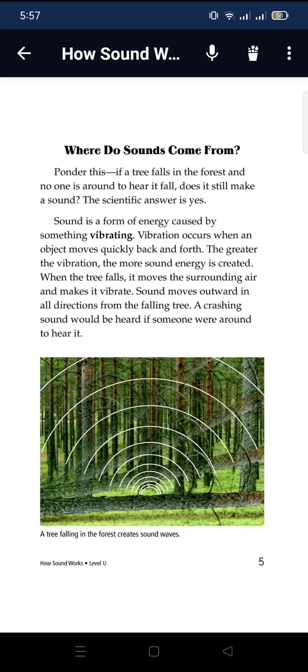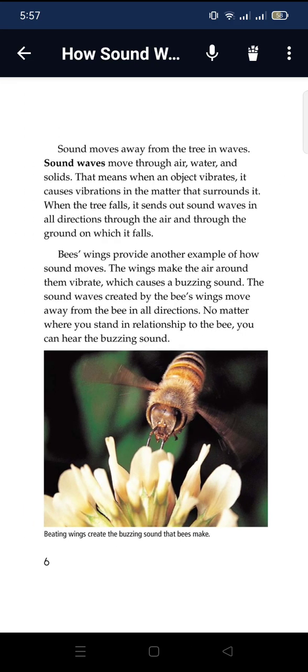Sound moves outward in all directions. From the falling tree, a crashing sound will be heard if someone were around to hear it. Sound moves away from the tree in waves. Sound waves move through air, water, and solids. That means when an object vibrates, it causes vibration in the matter that surrounds it. When a tree falls, it sends out sound waves in all directions through the air and through the ground on which it falls.